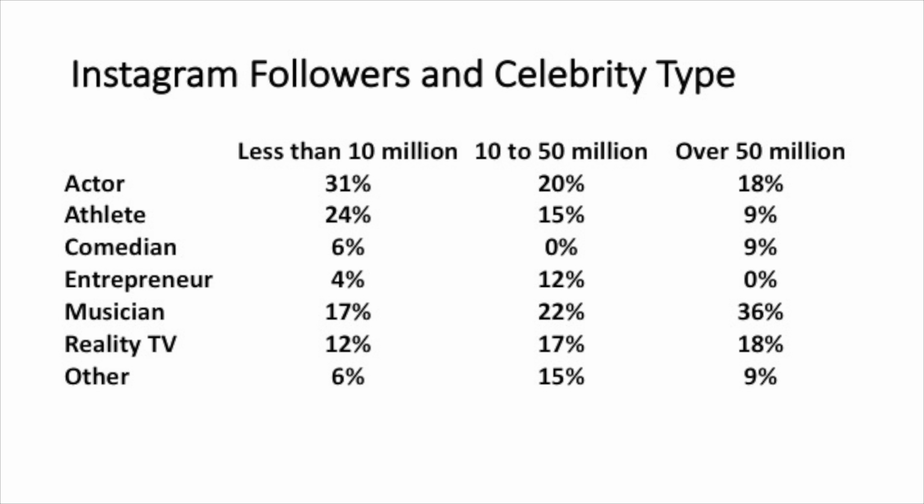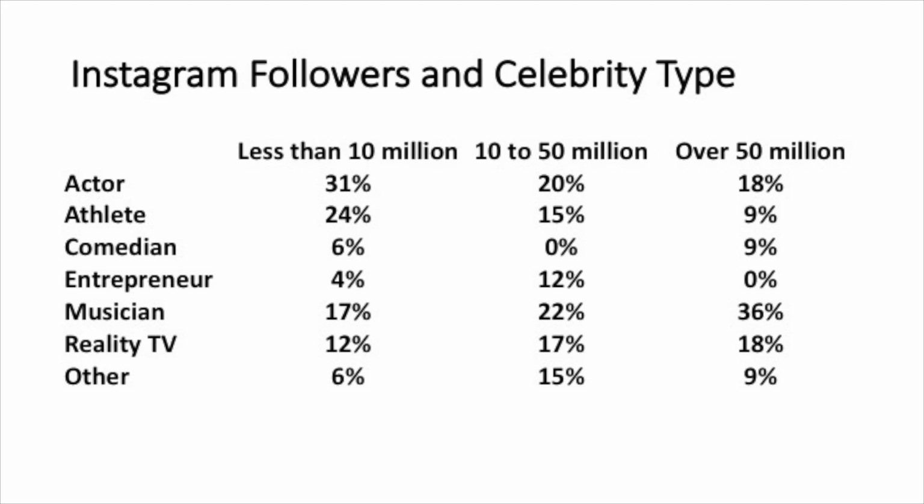If you move over to that last column, you see that of those celebrities with over 50 million followers, 36%, or a little bit more than 1/3, are musicians, 18% are actors, and 18% are reality TV stars. You also notice in this cross-tabulation table that if you sum down each column, it equals 100%. For instance, if you look at that second column, which has celebrities with between 10 and 50 million Instagram followers, you have the 20%, 15%, and then of course a 0%, 12, 22, 17, and then 15%. That equals 100%.